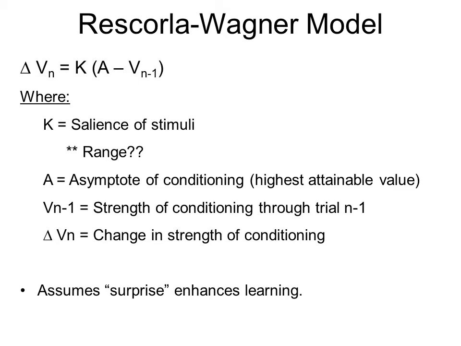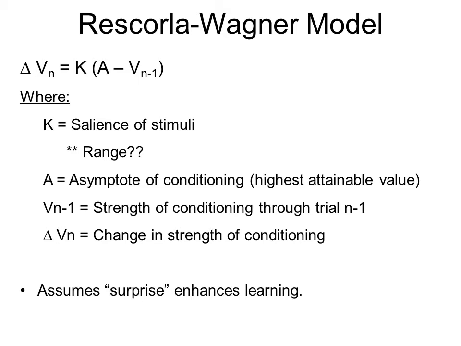That refers to the change in the strength of conditioning on that particular trial. And so going back to the example that I used previously, we have delta Vn. So on trial 7, delta Vn reflects how much change we got in conditioning on that particular trial, on trial 7. So these are the components of the Rescorla-Wagner model.